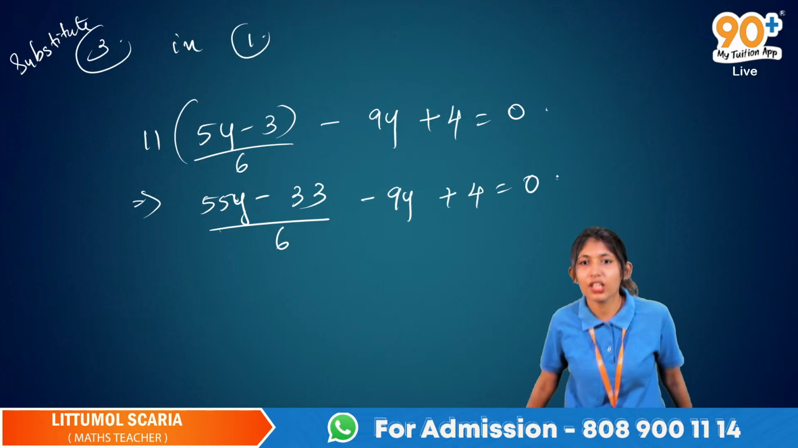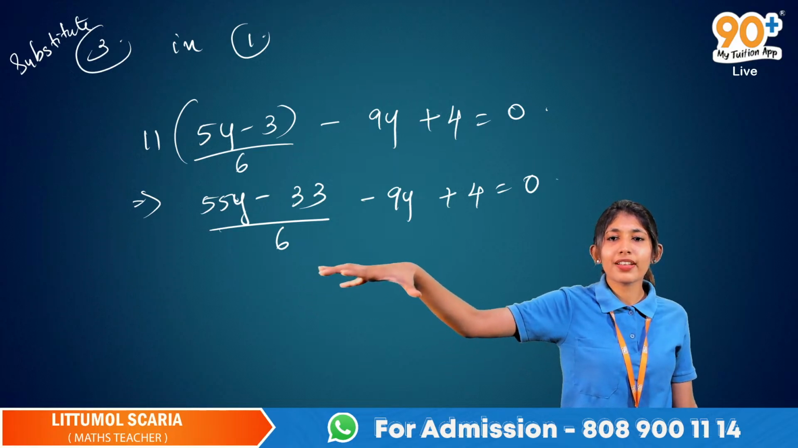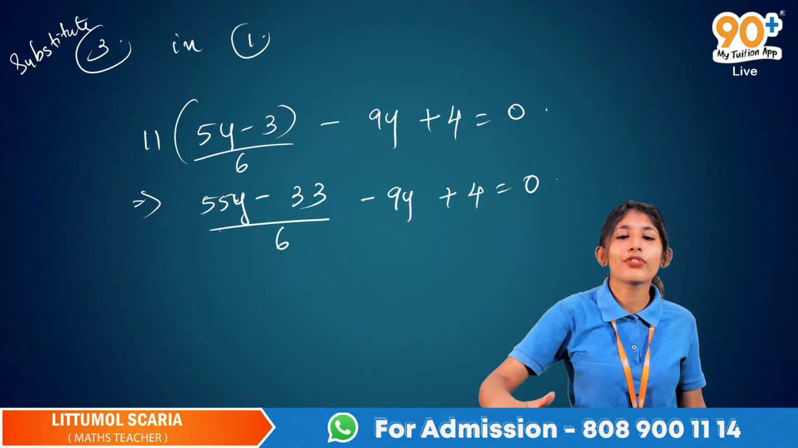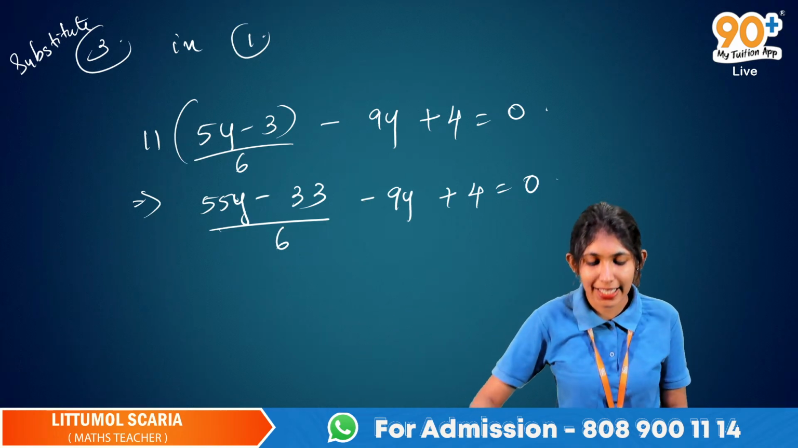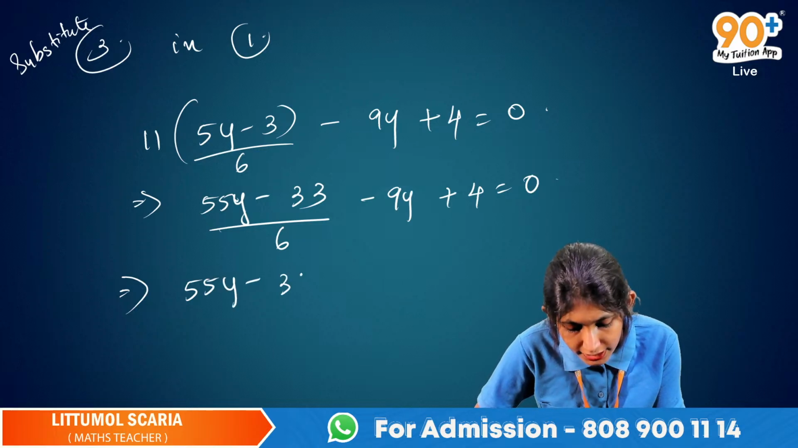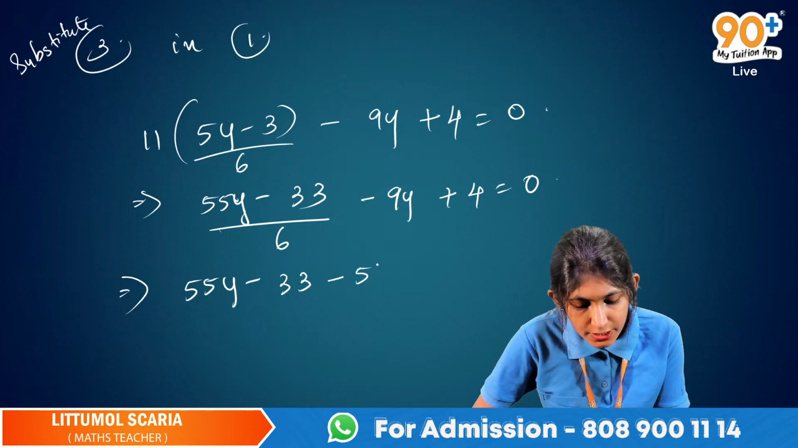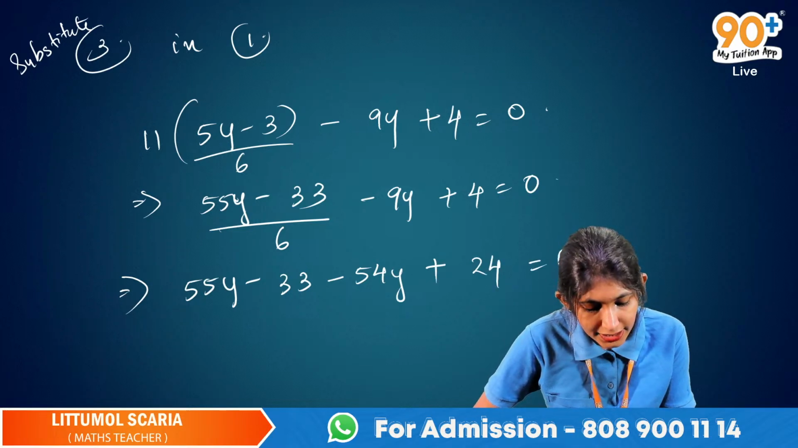ഇത് വലിയ പ്രശ്നമല്ലല്ലോ. Don't worry, take the LCM. 6 അനാവശ്യമായിട്ട് ഇവിടെ കടന്നാൽ go for the LCM. We don't want fraction. We take the LCM. We do either cross multiplication or we take the LCM. So what will you get? 55y minus 33 minus 54y plus 24 is equal to 0.